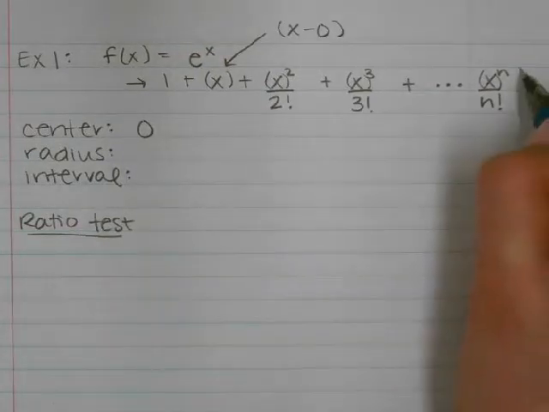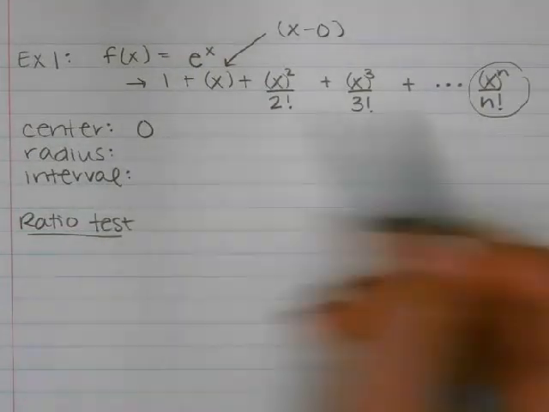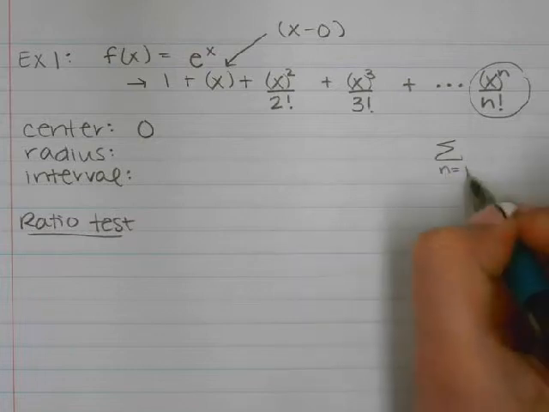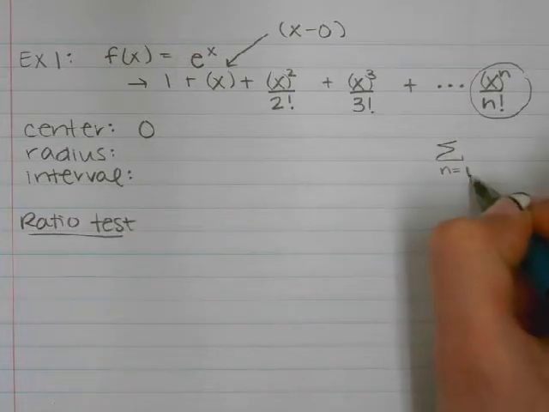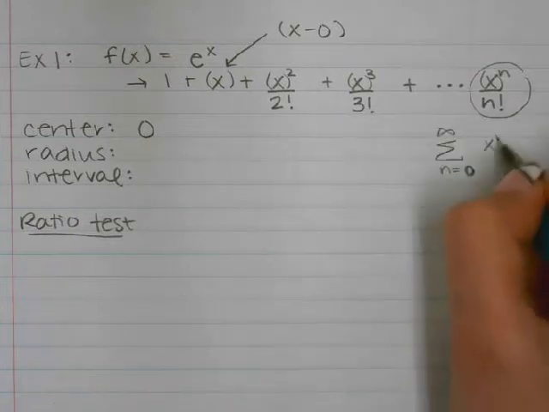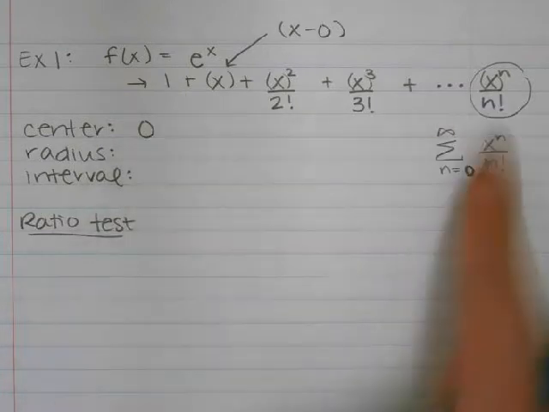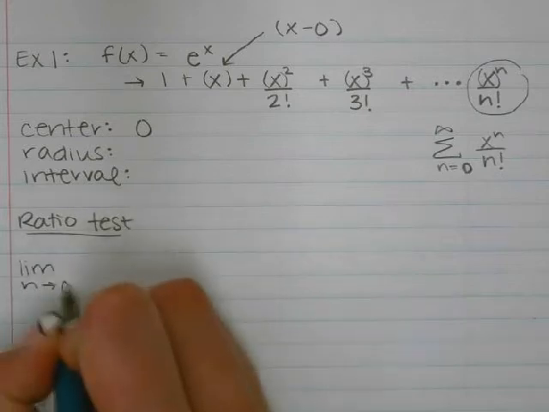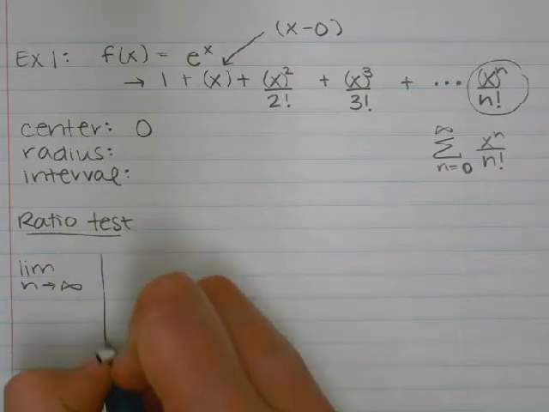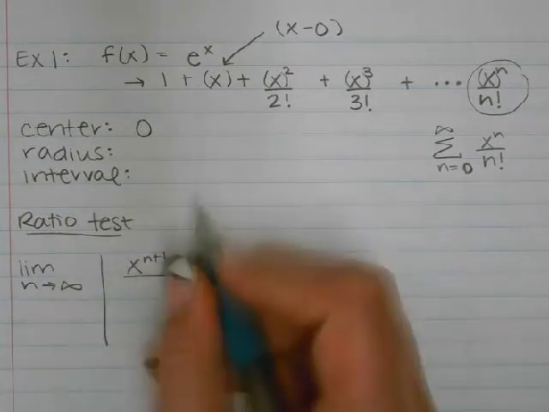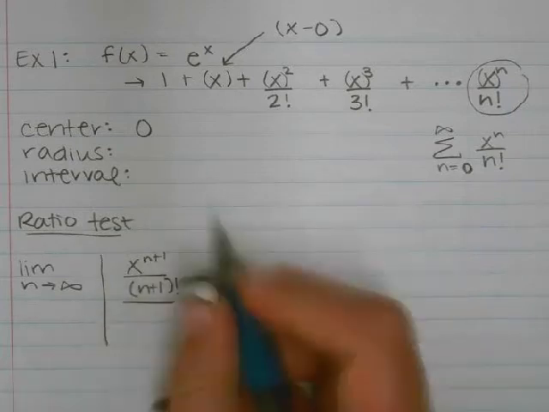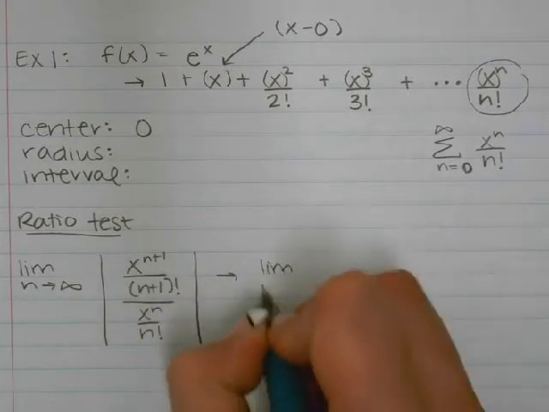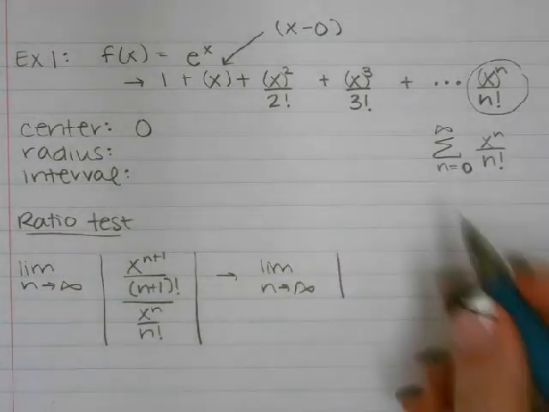So for me to do the ratio test, I'm going to take this one down here, the one that represents the entire polynomial. So we're going to say that this polynomial is the same as this series. Actually, I guess that would be the sum starting at 0. So now instead of looking at this polynomial, I'm going to look at the series and see where it converges. So I'm going to do the ratio test. That's the limit as n goes to infinity of x to the n plus 1 divided by n plus 1 factorial over x to the n over n factorial. And I'm going to go ahead and bring the bottom up, bring the reciprocal up.